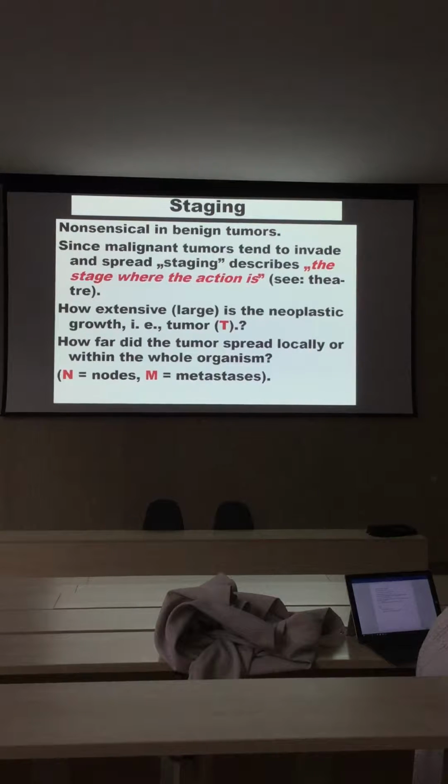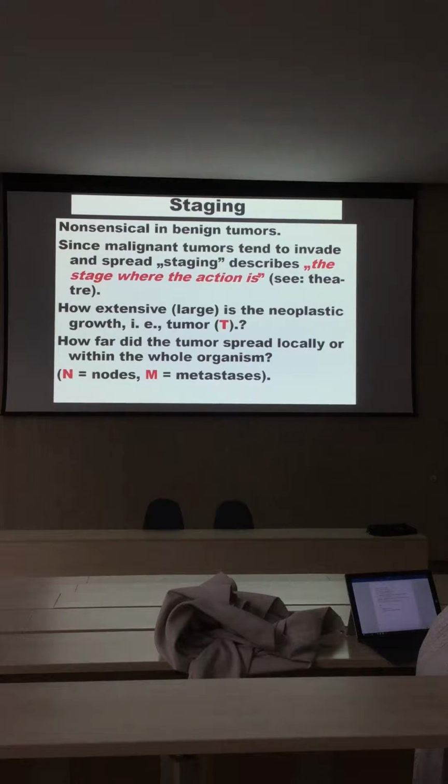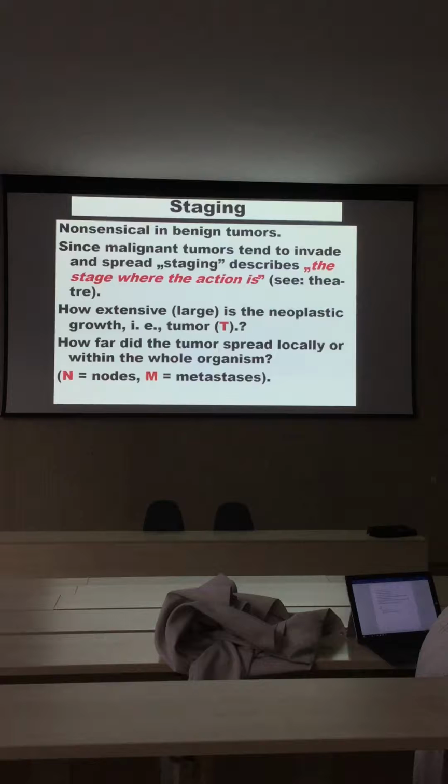But it's not that simple. And mark my word, those who are not present will have a hell of a time if they have to talk about T and N and M and staging during the examination. Because it's my experience that most of the students who do not come to lectures come to the examination and think that staging is the same as the T and N and M, which is not. And I will try to convince you why it's not.